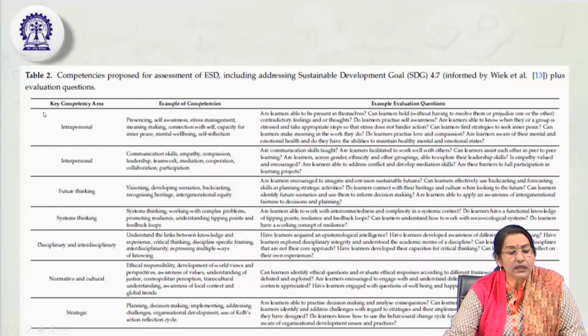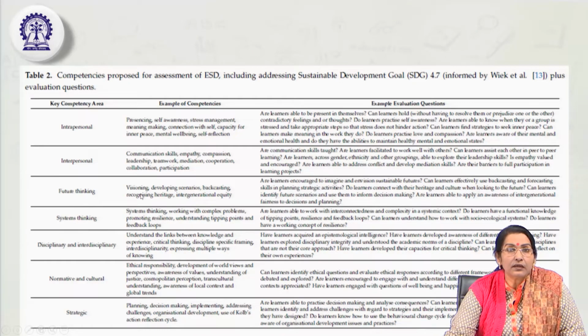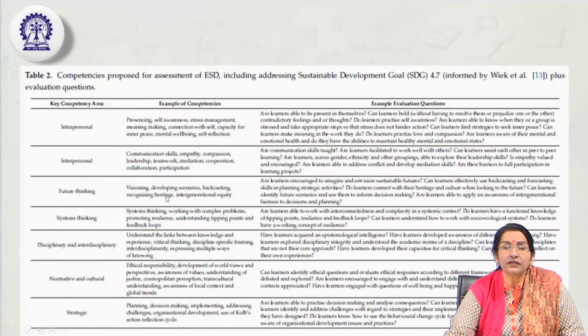So, these are, we can say, the key competency areas within the framework of ESD. That is, future thinking, having the vision of developing the future, developing the scenarios of the future, then recognizing the heritage and leveraging the cultural factors also. So, intergenerational equity, cultural factors, how to leverage it. Then systems thinking, having a holistic perspective, disciplinary and interdisciplinary knowledge, translation of knowledge, implementation of this knowledge in terms of action and research.